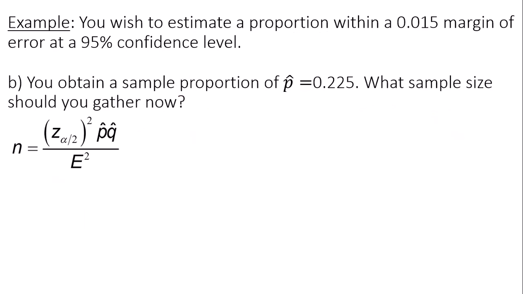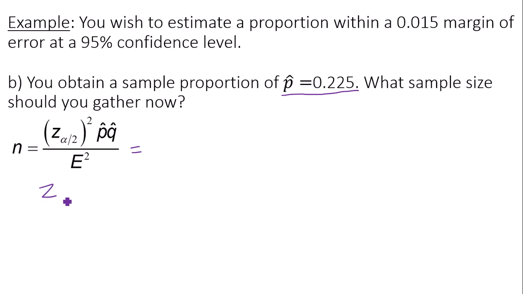Now let's calculate the sample size needed in the instance where we have information on a sample proportion. So we went out and did a little bit of a study, or we looked at a previous study, and we found the sample proportion, p hat equals 0.225. When you know information such as the sample proportion, there's a different formula you can use. You still take the critical value and square it, but you now multiply by p hat and q hat. Then you divide by the margin of error squared, or the error bound squared.